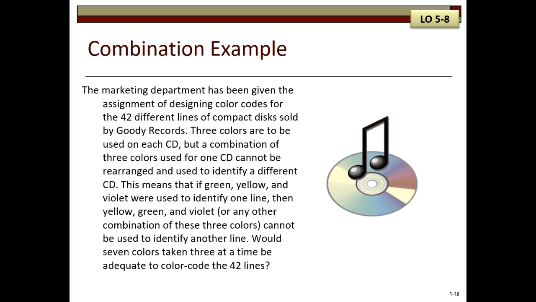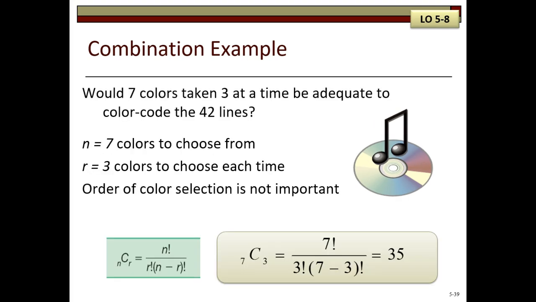Would 7 colors taken 3 at a time be adequate to color code the 42 lines? So N is the total number, 7 colors to choose from. We would be selecting 3, so that's our R value. And it says the order of color selection is not important. So we are going to use this combination formula.